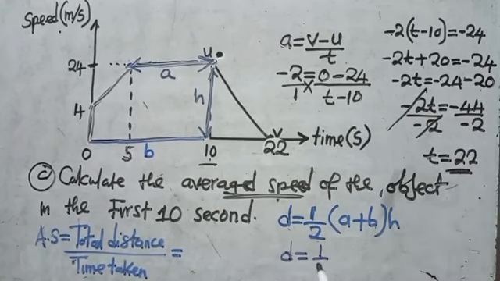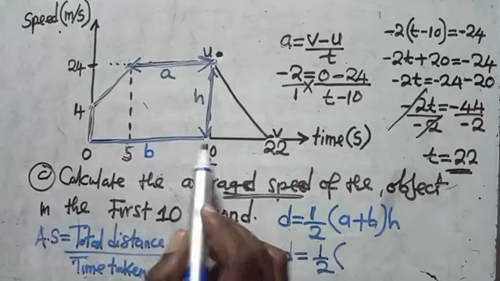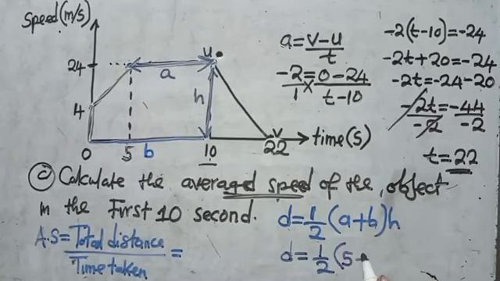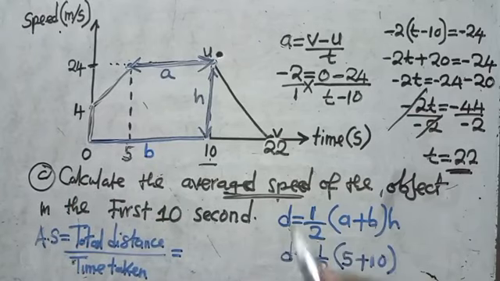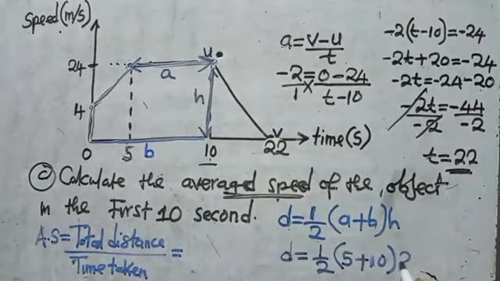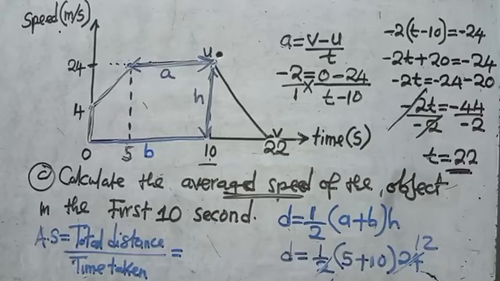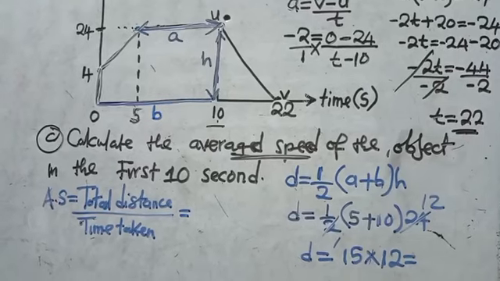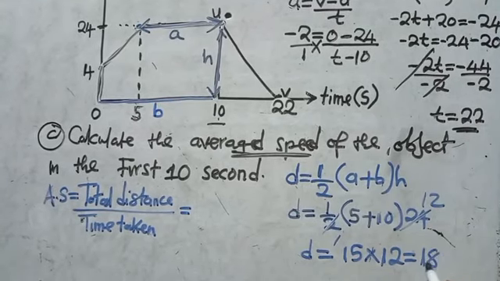This is equal to half. What is A? That is 5, plus what is B? That is 10. What is my height? Height, that is 24. So I put my 24 there. I'm going to have 1 there, and there I'm going to have 12. So this is equal to 15 times 12. 15 times 12, I'm going to get 180. So you get 180 when you multiply.